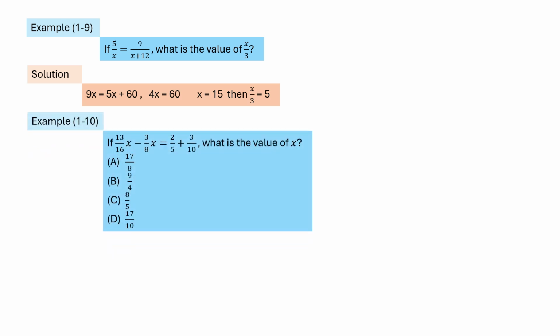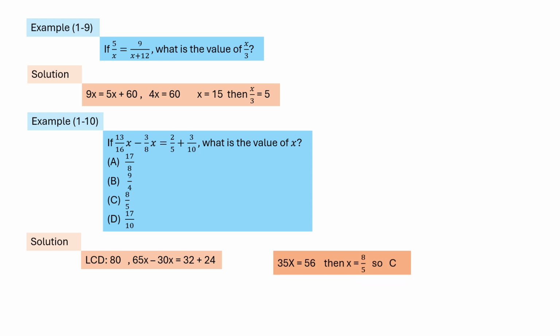Example 1.10. If 13 over 16x minus 3 over 8x equals 2 over 5 plus 3 over 10, what is the value of x? Because the equation is a complicated one, in this case it asks about x. The LCD for the denominators is 80. So multiply the whole equation by 80. When you multiply 13 over 16 times 80, you get 65x minus 30x equals 32 plus 24. So this changes into a normal equation. Solve this equation. So x will be 8 over 5, which is C.